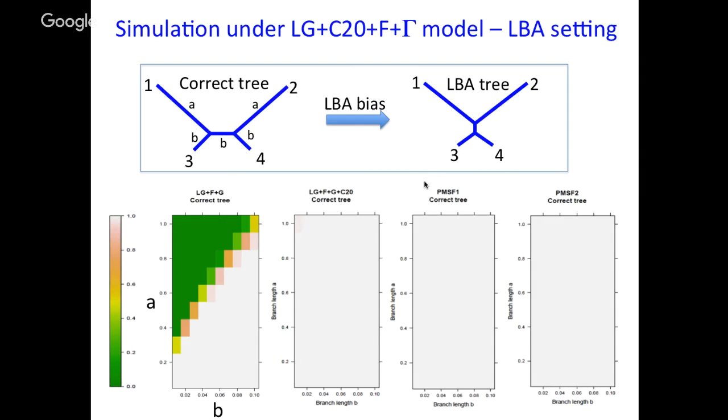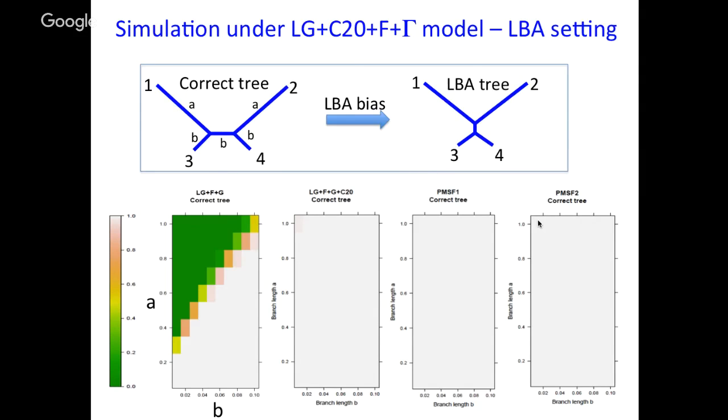Now for posterior mean frequency models, remember I said we had to use a guide tree to get those models in the first place. Well, PMSF1 is the case where the guide tree is the correct tree, and PMSF2 is the guide tree in the case that it's a long branch attraction tree. But even if we use those 2 different guide trees, we still get perfect estimation. So this means that even with the wrong guide tree, if you estimate site-specific frequencies using this method, you can now recover the correct tree.